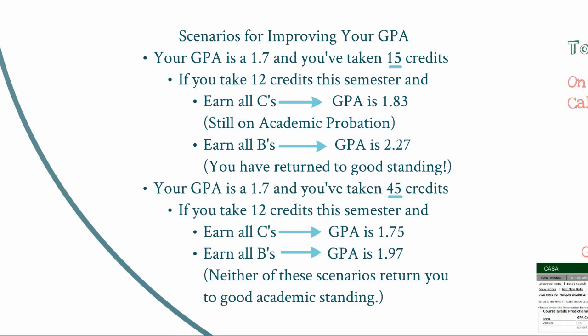If a student has earned 45 credits and is enrolled in 12 credits this semester with an overall GPA of 1.7, unfortunately, if they earn all Bs or all Cs, they will not raise their GPA high enough to come off of academic probation. So again, the fewer number of credits that you've already earned, the easier it is to influence your GPA.